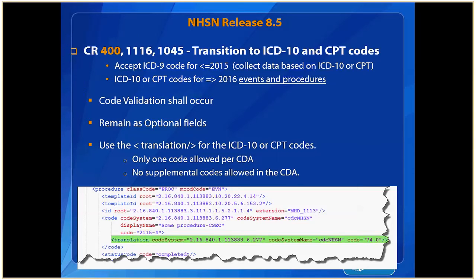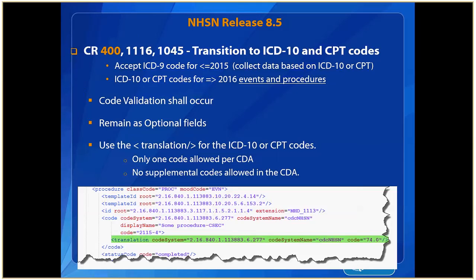I know there's been a few versions of the IDM already sent out. It is CR 400, 1116, and 1045. We actually combined them all into one CR, so when you look in the IDM, you'll look for primarily 400, and that should direct you to all the changes.